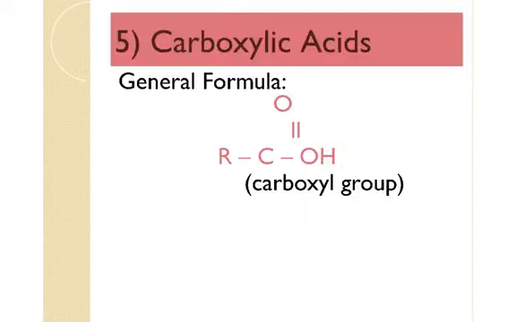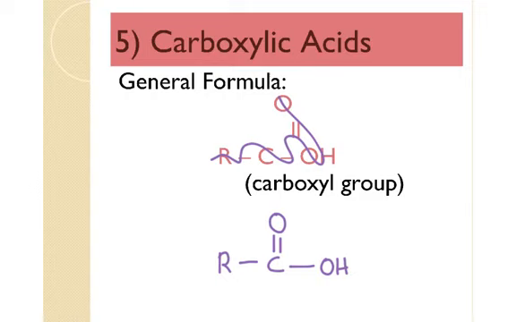Our first one is a carboxylic acid, and I can see that the program has messed this up. Let me draw it down here for us. We've got R for any carbon chain length, C, double bond O, and OH. Just ignore this hot mess up here. And this part is called a carboxyl group. So it's kind of a hybrid between carbonyl, which we've seen before, and hydroxy, which we've seen before as well.